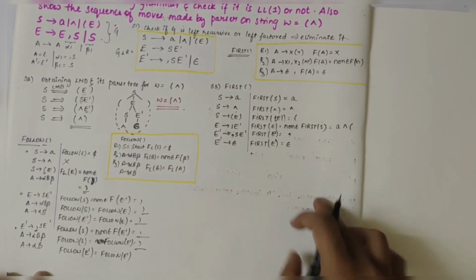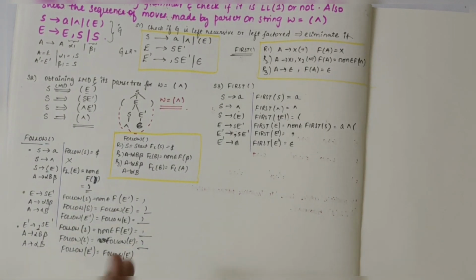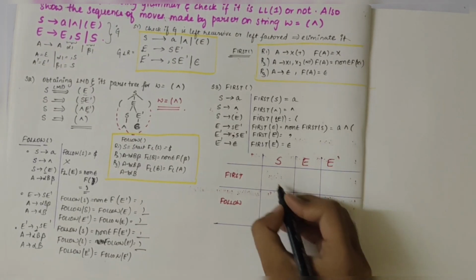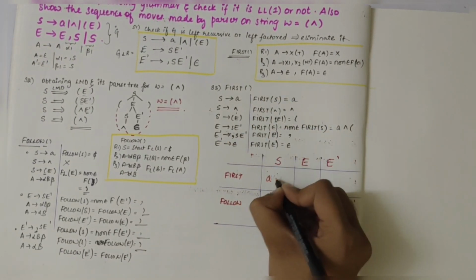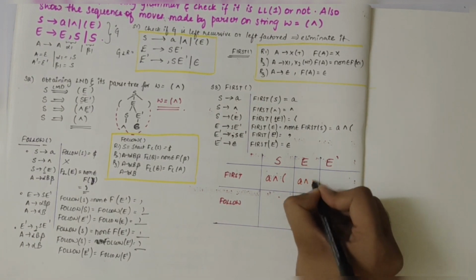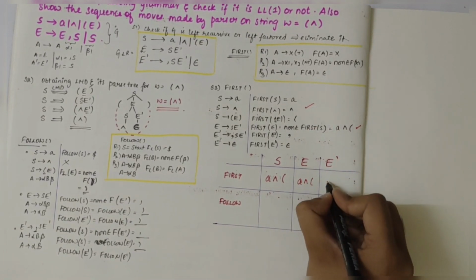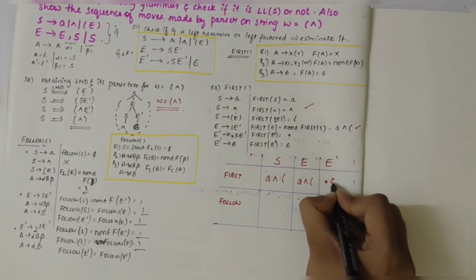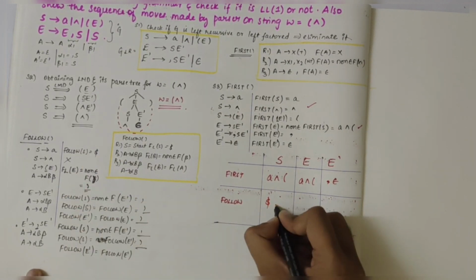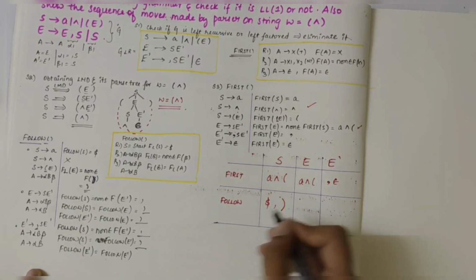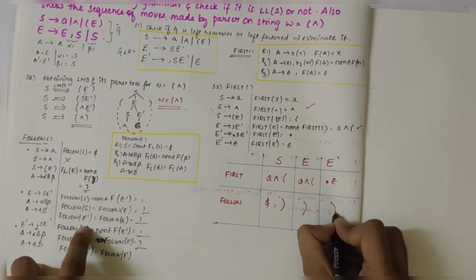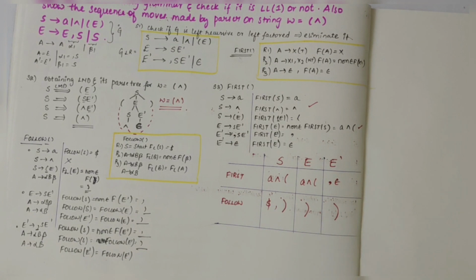Now that we have computed the values of first and follow, let's draw a consolidated table and fill the values. First of S we have all the three symbols. For E also it's the same. And for E dash we have comma and epsilon. Follow of S, first we have dollar, comma, and close bracket. And follow of E dash we have close bracket, and follow of E also we have close bracket. So we have computed the table of first and follow.